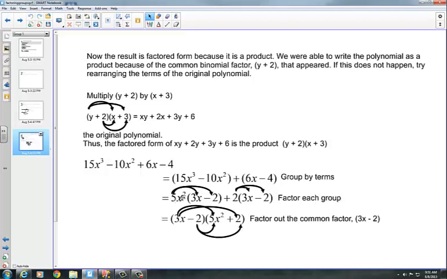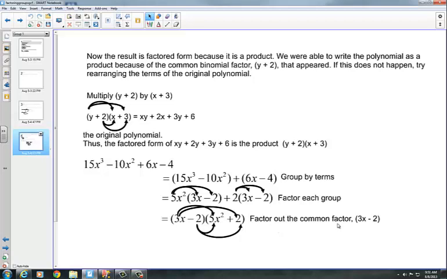So we have 5x squared times 3x minus 2. As you can see, this gives us 15x to the third and then minus 10x squared. Plus 2 times 3x minus 2 gives us 6x minus 4.